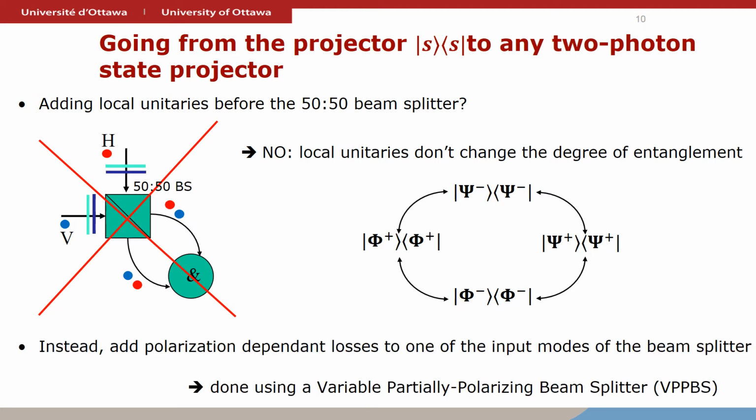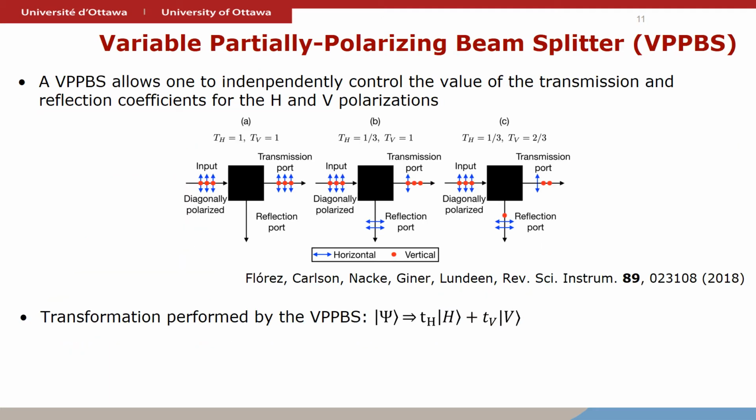Instead, what you need to do is to introduce polarization-dependent losses to one of the input modes of your beam splitter, and this is done using a variable partially polarizing beam splitter. A variable partially polarizing beam splitter, or VPPBS, allows one to independently control the value of the transmission and reflection coefficient for the H and V polarization.